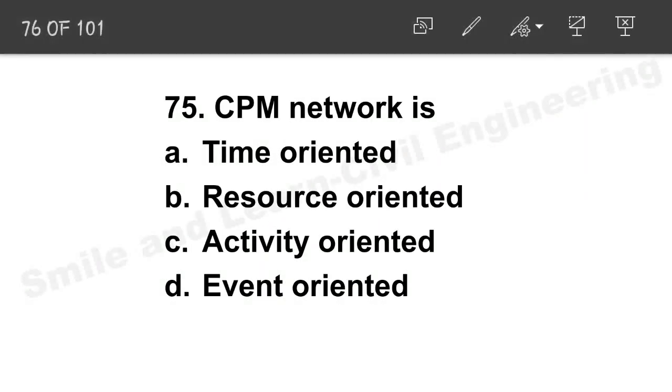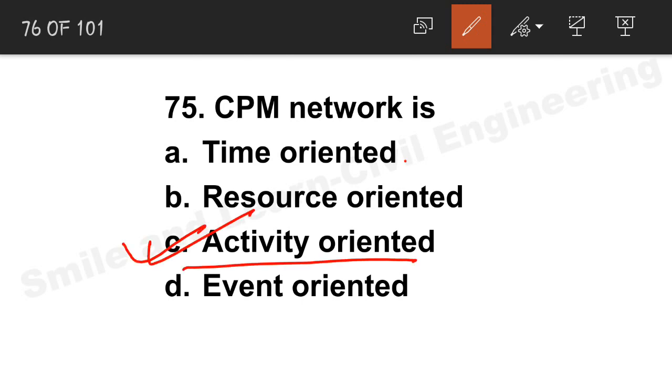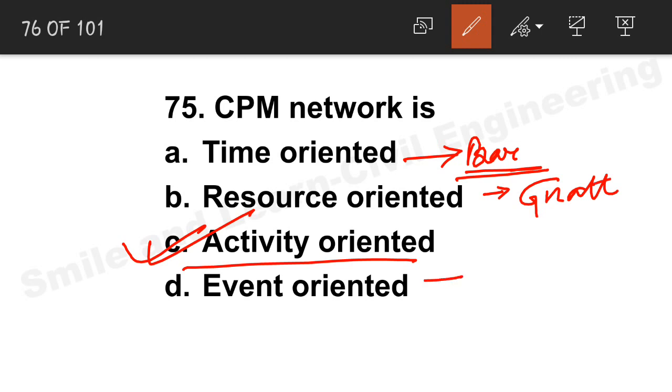CPM network. So CPM network is an activity oriented network. This is a very important question. Time oriented is our bar chart, because we have seen time versus activity, and resource oriented is our Gantt chart probably. Okay, Gantt chart we have seen, and event oriented is PERT network. We will come up with a video where we will discuss this part and CPM part, this construction project management part, because this plays a very important role in municipality examinations, so that you can see this video and assess yourself before the examination.